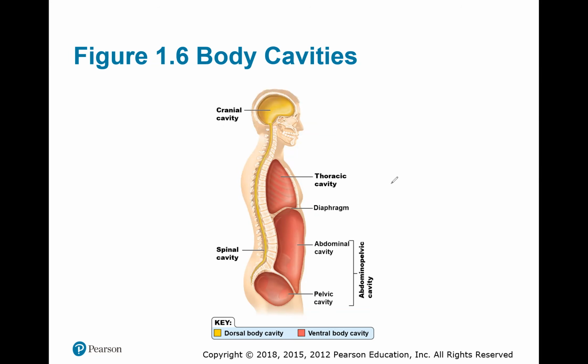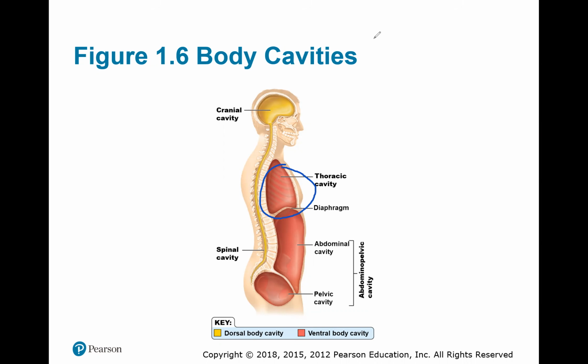In the ventral cavities, we have a thoracic cavity, which, if we think of thoracic, we are thinking about thorax as well as chest. So we'll find the heart, the lungs. We'll also find some other organs such as the esophagus and trachea found within this region.